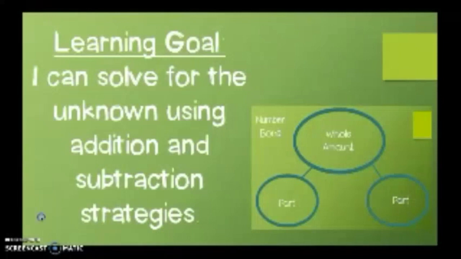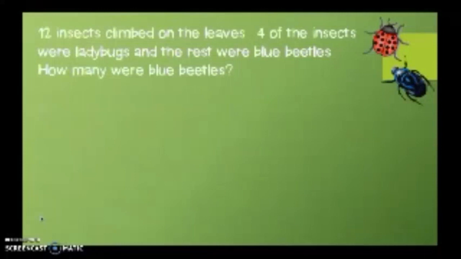So here we go. Our first story says, 12 insects climbed on the leaves. 4 of the insects were ladybugs, and the rest were blue beetles. How many were blue beetles? I'm going to go ahead and read that again. 12 insects climbed on the leaves. 4 of the insects were ladybugs, and the rest were blue beetles. How many were blue beetles?